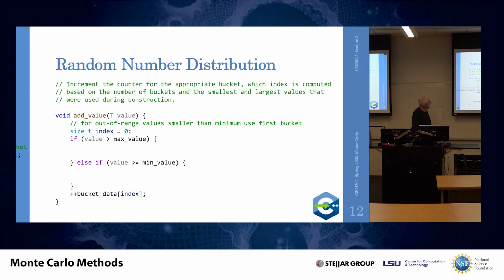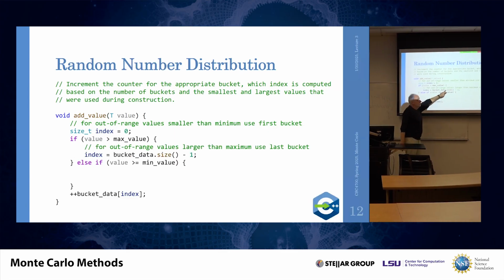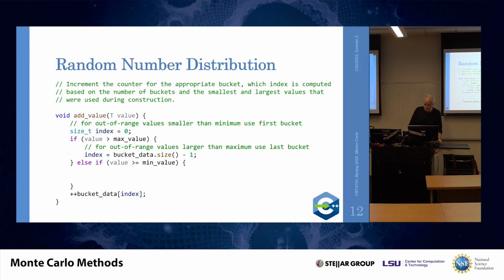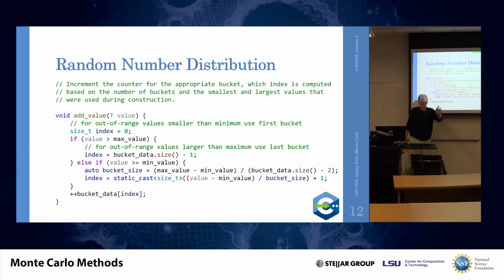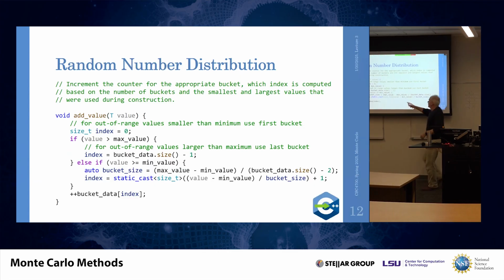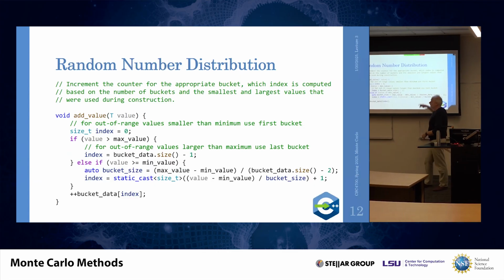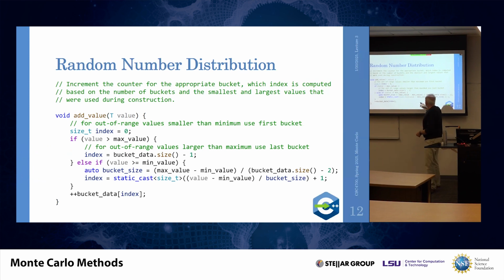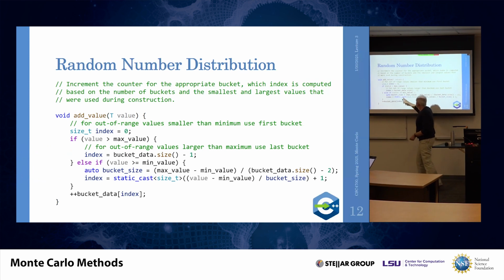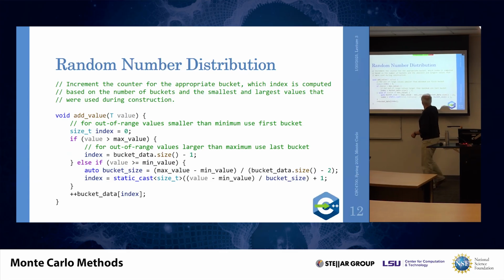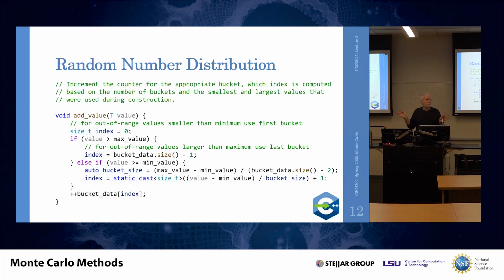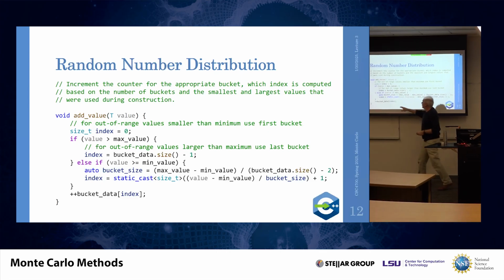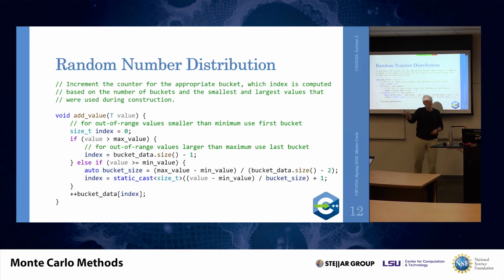So if it's larger than max value, we just initialize index to the index of the last element in our buckets. And otherwise, we do some calculations to find which of the buckets to use, just by dividing the max minus min value divided by the number of buckets, and then use that as the size of one bucket, and then use that to figure out which of the buckets we actually need. Okay? Not difficult, might not be obvious when you just look at it for 10 seconds, but it's really simple. In the end, it finds the correct index to increment the correct counter depending on the value I passed in to add value.